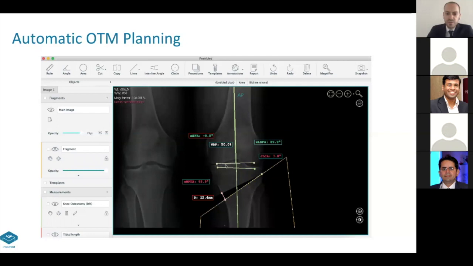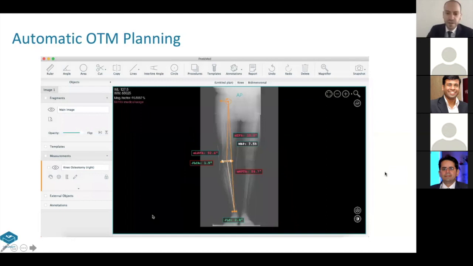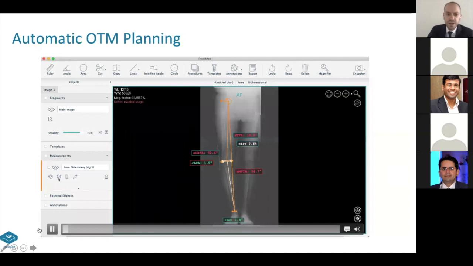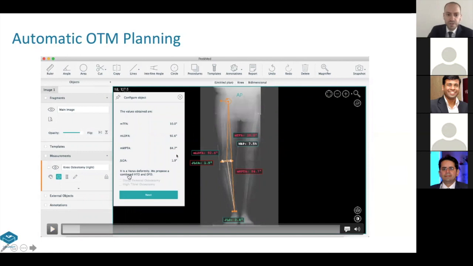So I'm going to show you some more complex cases. This is a double level osteotomy, because as you can see, the patient has a varus coming from both the tibia and the femur. So the program tells you it's a varus deformity. We propose a combined HTO and DFO.